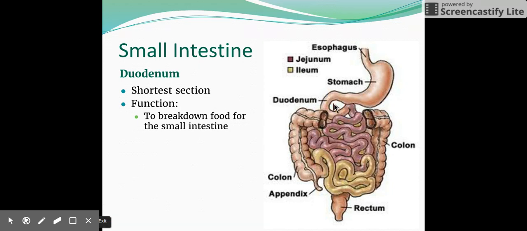The duodenum is interesting because it is the shortest section of the small intestine, and it is still responsible for breaking down food. The rest of the small intestine does not have that function. The duodenum is the only one that still breaks down food.